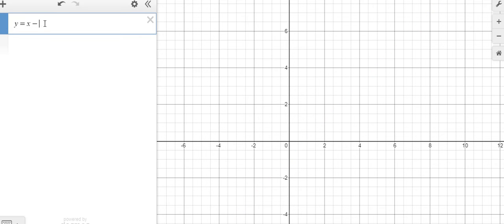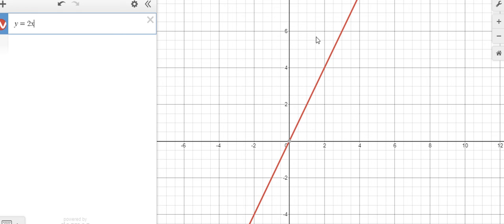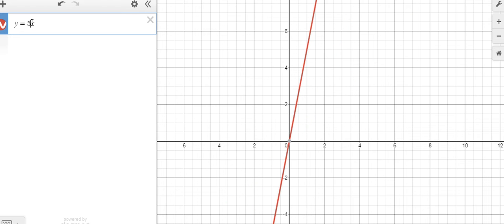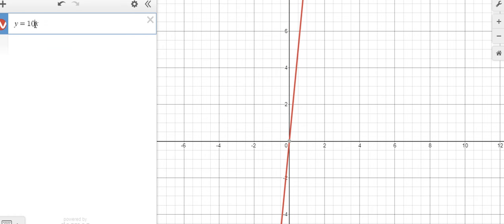If I add here, let's say, 2x, then we see the line is shifted towards the y-axis, and let's say if I add here 5x, then the line is further shifted towards the y-axis. If I keep going, then the line is shifted further towards the y-axis. If I make this very large, let's say 1000, then this is almost on the y-axis.